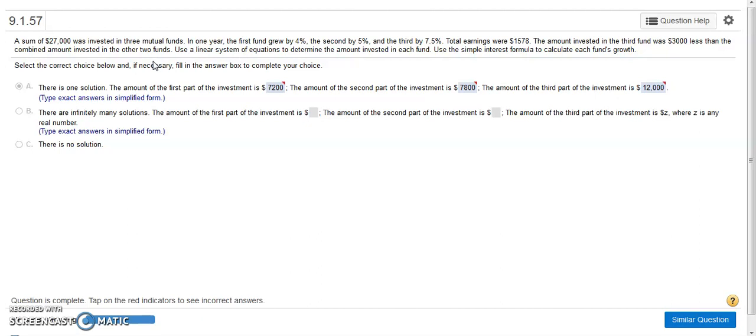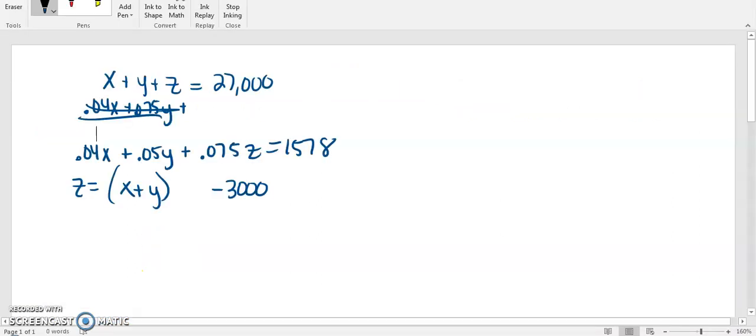Use a linear system of equations to determine the amount invested in each fund. Use the simple interest formula to calculate each fund's growth. Okay, so we have 3 equations and 3 unknowns. I'm going to rewrite this as x plus y plus z equals 27,000. And I'm going to move the decimal place twice here.